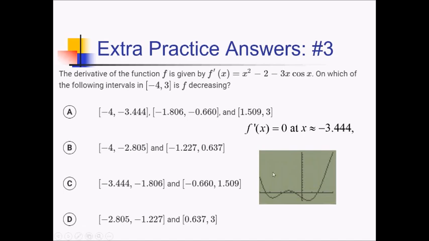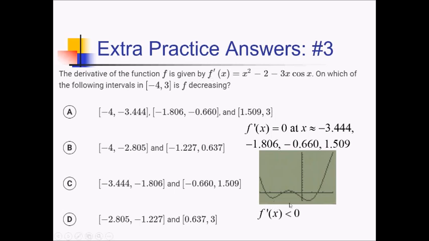So if you find the intersection of these other 3, they end up being, this one here is going to be -1.806. This one ends up being about -0.660. And this last one is about 1.509. Okay, so now we're interested in where f prime is less than 0. If we're looking for decreasing for f, we want less than 0 for f prime.